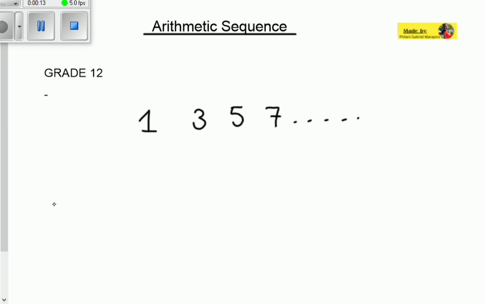How do we see that this one is an arithmetic sequence? We see that the difference between two consecutive terms is the same. The difference between 1 and 3, which is 2, is the same as the difference between 3 and 5, which is 2, as well as 5 and 7. So this is called an arithmetic sequence because it has a constant difference, or the difference between two terms that follow each other, like 1 and 3, is going to be the same all over the pattern.